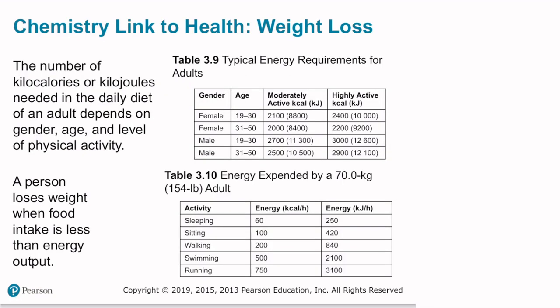The number of kcals needed in a daily diet for an adult will vary from person to person, but here are some common examples of the amount of energy required for a typical adult per day. For example, an average young female should consume about 2,100 kcals per day, or an average male about 2,700. A person will lose weight when they intake less energy than they output. Here are some examples of the energy requirements for various common activities.